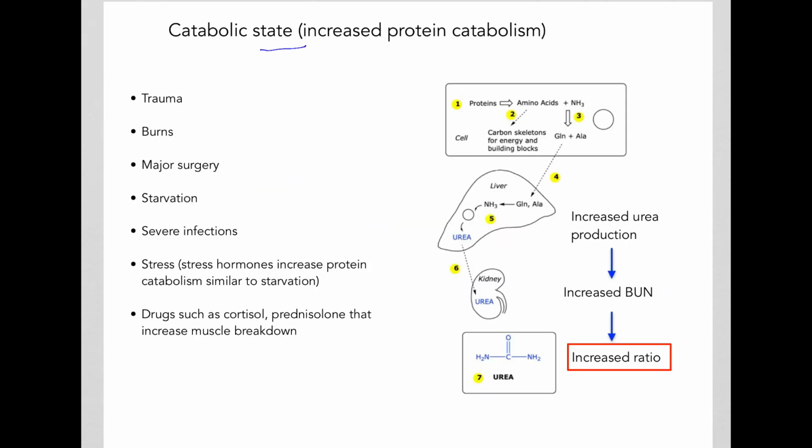Catabolic state such as trauma, burns, major surgeries, starvation, severe infections, stress hormones that increase protein catabolism, drugs such as cortisol that can increase muscle breakdown. In all these cases, there is increased protein catabolism. So once again, there is increased urea production, which increases the serum BUN, and that causes an increased BUN creatinine ratio.